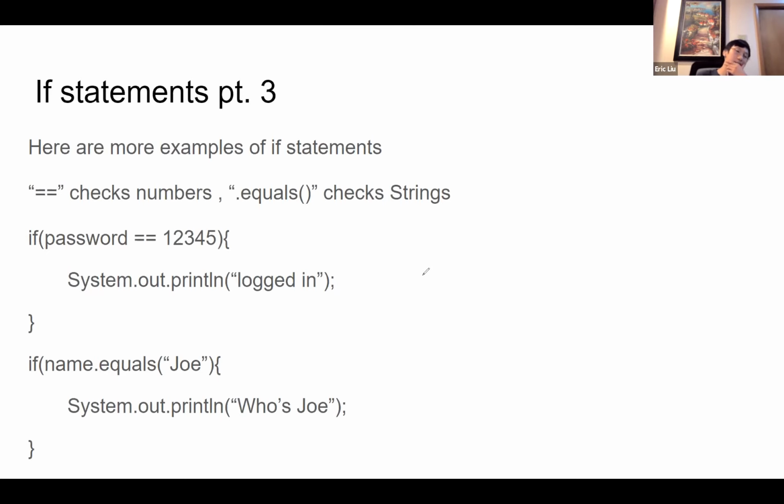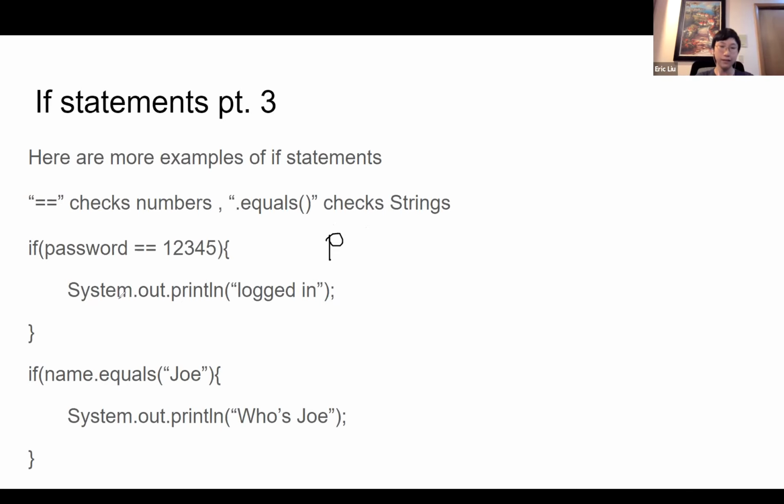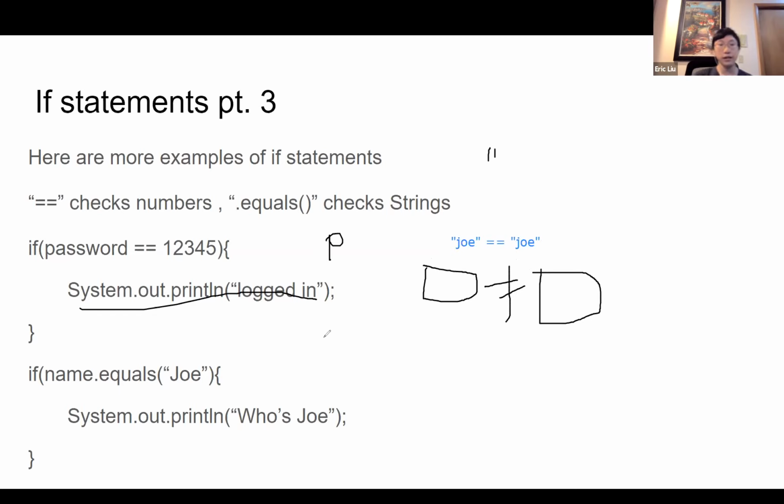So if the password is 1, 2, 3, 4, 5, then this will work. Let me just put this here. Is there text? There is. So this is false. The reason it's false is because it's creating two new objects. This Joe makes an object here, and this Joe makes an object here, and they're not equal. That's why you have to use dot equals, like if name equals Joe, then that's equal.